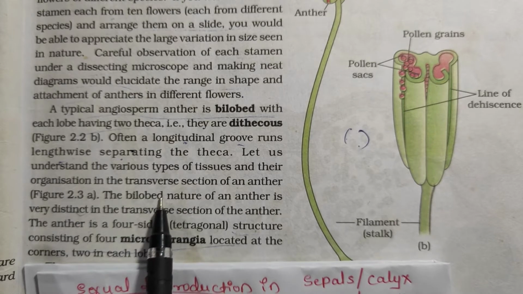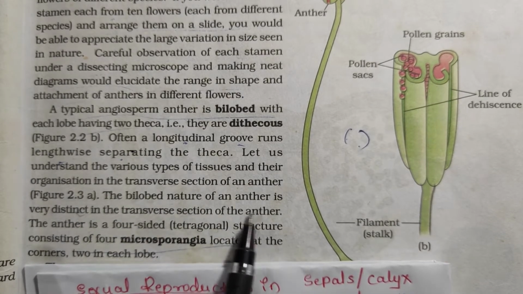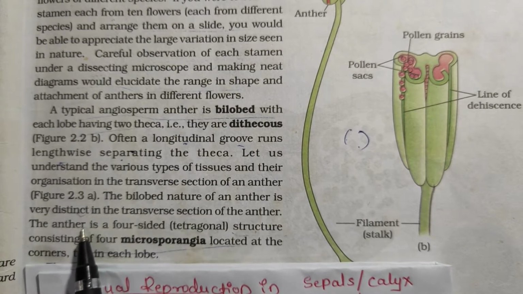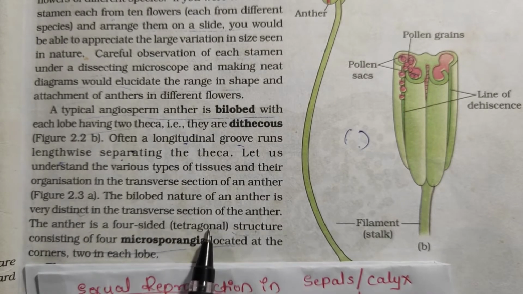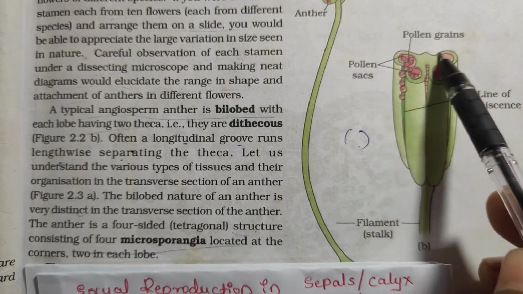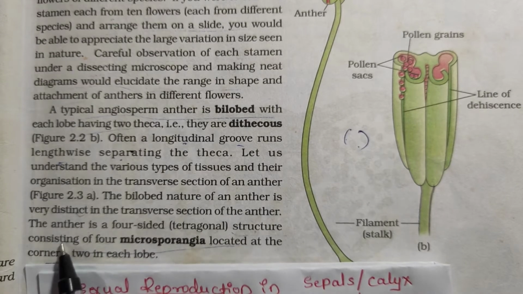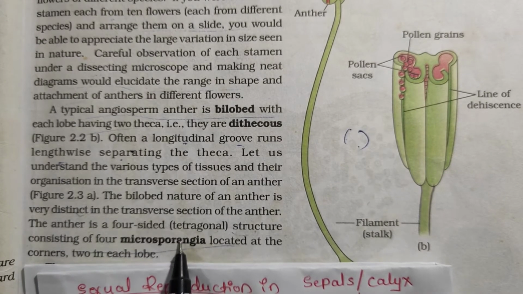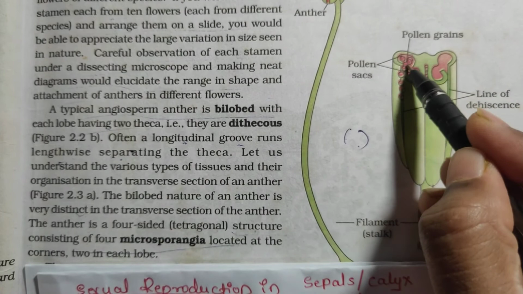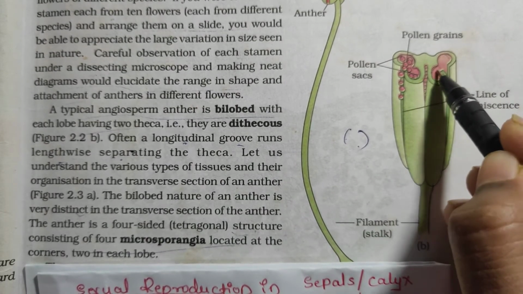Let us understand the various types of tissue and their organization in the transverse section of the anther. The bilobed nature of the anther is very distinct in the transverse section. The anther is a four-sided, tetragonal structure. See, 1, 2, 3, 4. Four-sided, so we call it a tetragonal structure consisting of four microsporangia: one microsporangium, two, three and four.